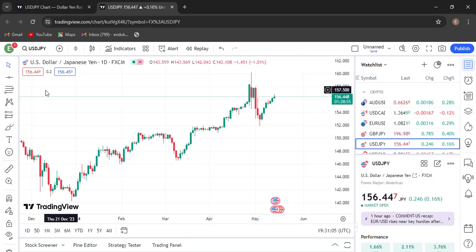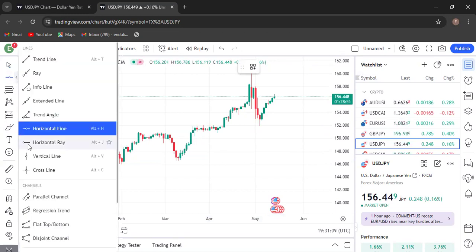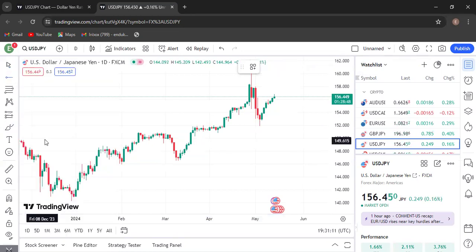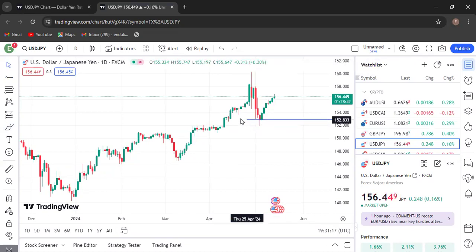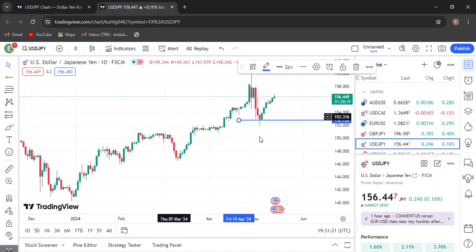Now, the next thing is the horizontal ray. I don't use it that much, but let me just show you. This horizontal line is just used to mark a particular part, something like this. So I can just mark this part like this, not the whole place. So your horizontal ray gives you just a portion of information.